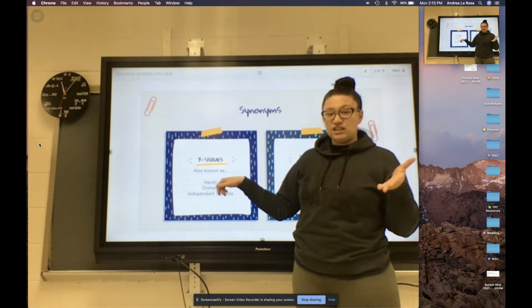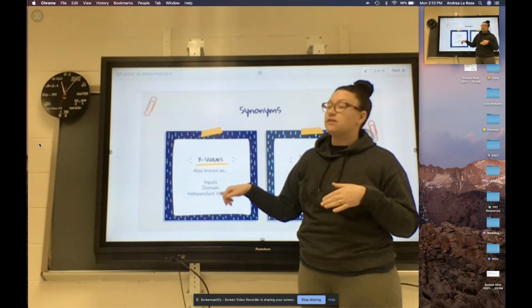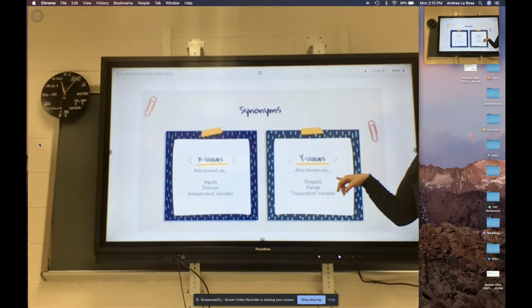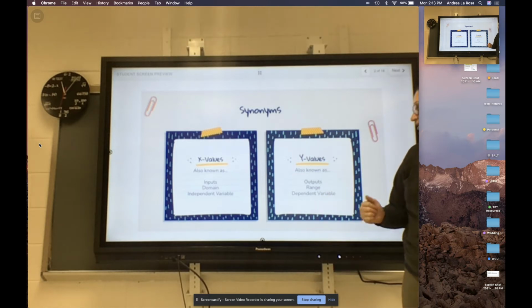And today we're going to add to it: those are called our domain for our relationship. And then our y values, we know that those are also called the outputs. What we're adding in today is that they're going to be called the range, and the dependent variable. Again, you've seen that in science class.